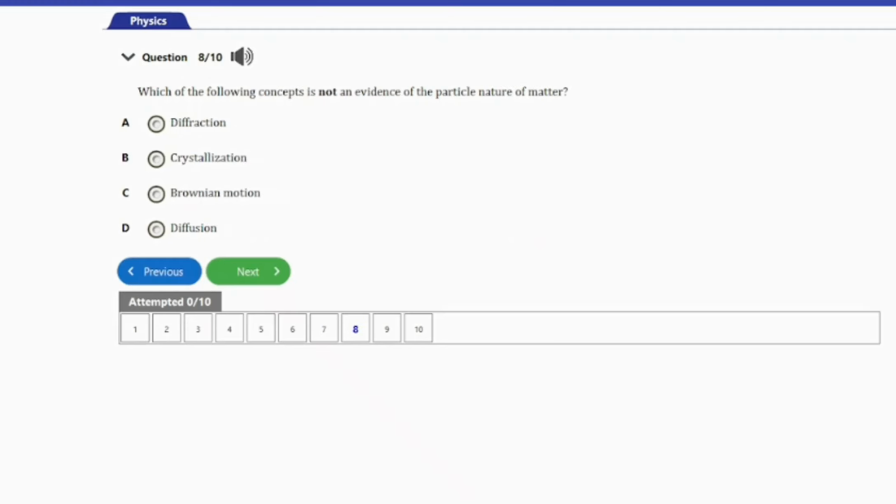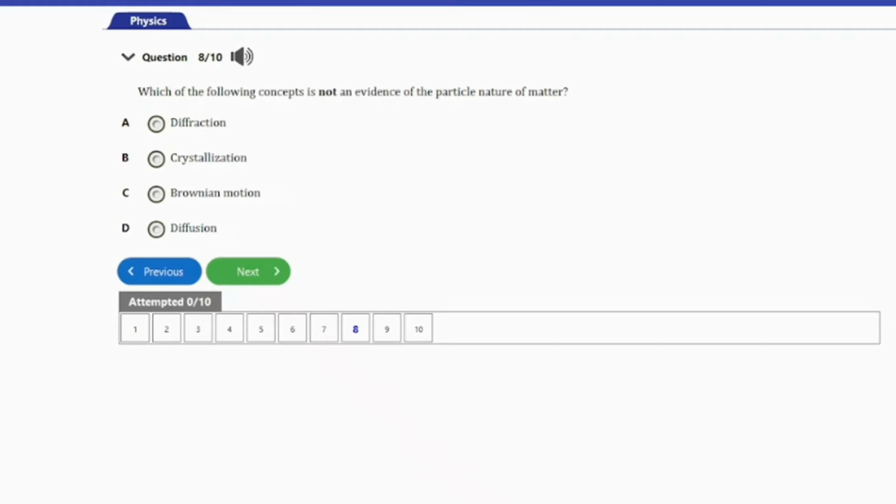That's question number 8 here. It says, which of the following concepts is not an evidence of the particle nature of matter? We have A. Diffraction. B. Crystallization. C. Brownian motion. D. Diffusion. So guys, the answer to this question is option A, and that's diffraction. Diffraction does not show an evidence of the particle nature of matter. Crystallization actually does, Brownian motion does, and diffusion does. But guys, diffraction is just a concept of wave, and as such, does not provide evidence of the particle nature of matter. So that's it for that question.